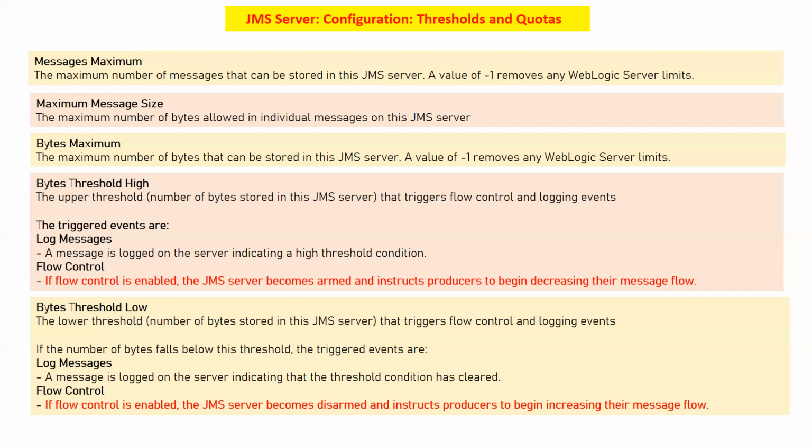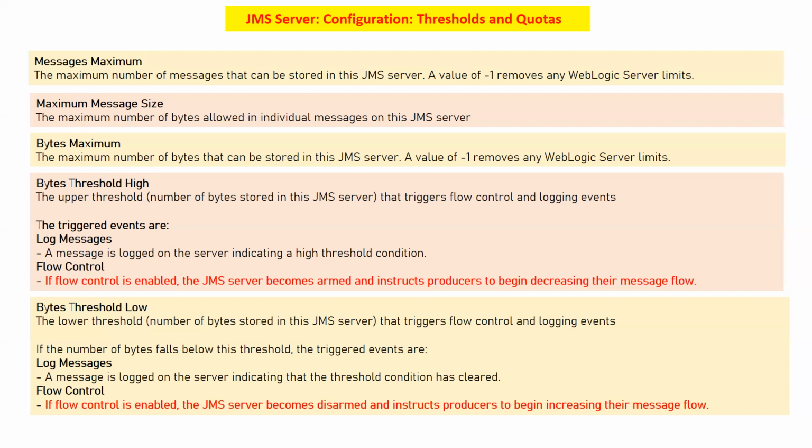And with byte threshold low, there would be a situation when your consumer recovers and may start processing requests faster than what is coming from the producer. In that case it will be unarmed. When it is unarmed, it will again send a message to the producer that it is unarmed.